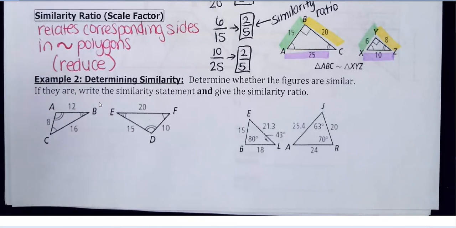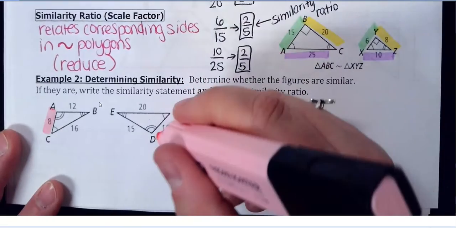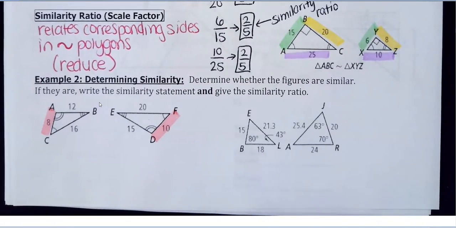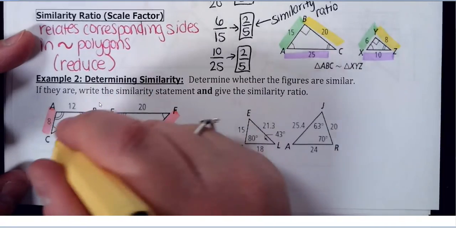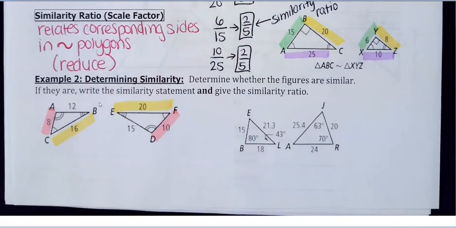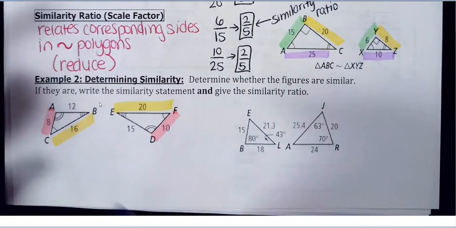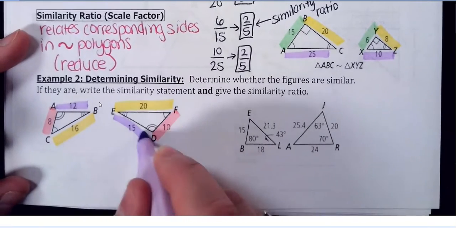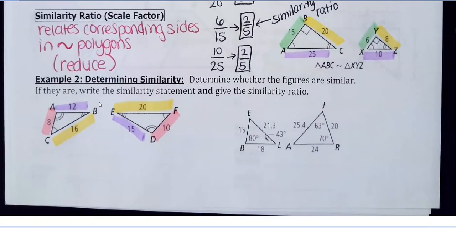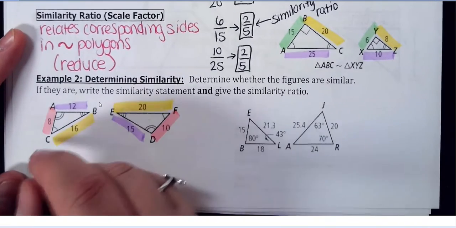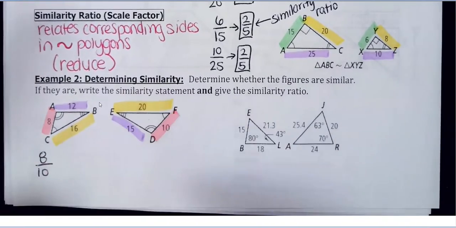If I'm not sure, I literally just look for the smallest number in each triangle. So the smallest number here is 8. The smallest number here is 10. So those would have to match up if these were similar. And then the biggest number here is 16. The biggest number here is 20. So those would have to match up with each other. And then the 2 that are left over, I've got 12 and 15. What we're going to check is we're going to see if I put these into fractions, do they all reduce to the same thing?